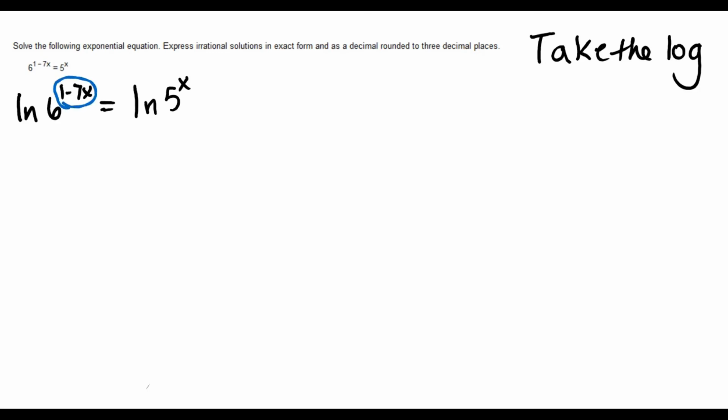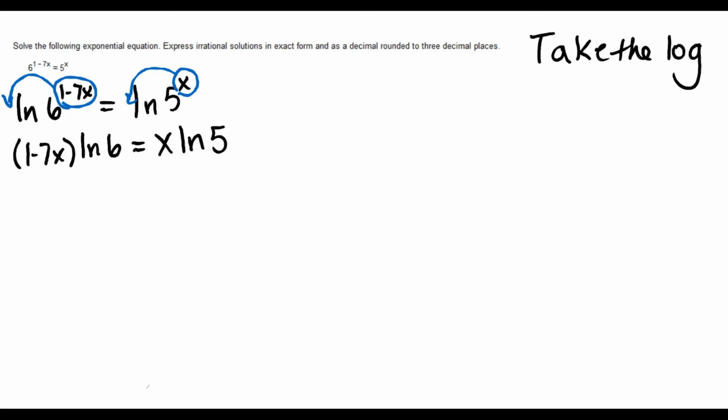And we're using the power rule because that allows us to take the expression in the power out of the exponent. We want that variable out of the exponent so we can solve for it. So with the power rule, we get 1 minus 7x times natural log 6, x times natural log 5. I'll use the distributive property on this part to distribute the natural log of 6 to each term. That would give me natural log 6 minus 7x natural log 6 equals x natural log 5.